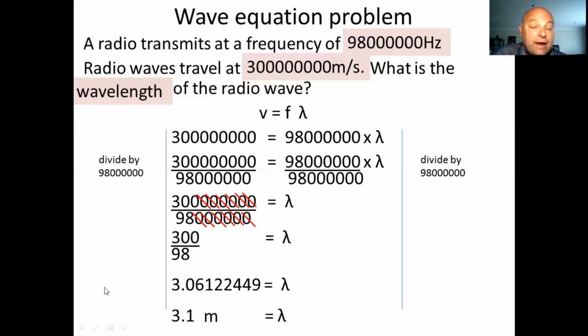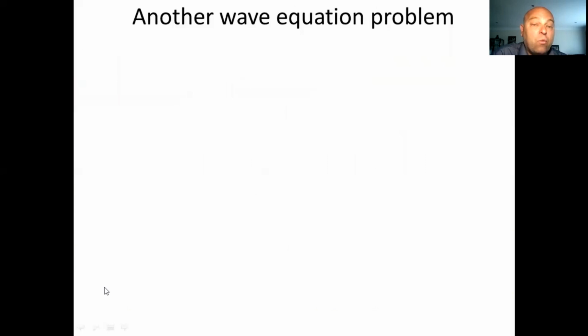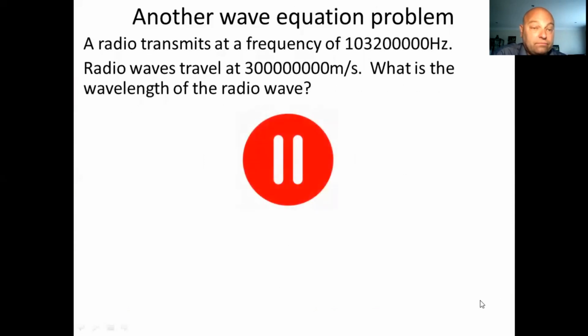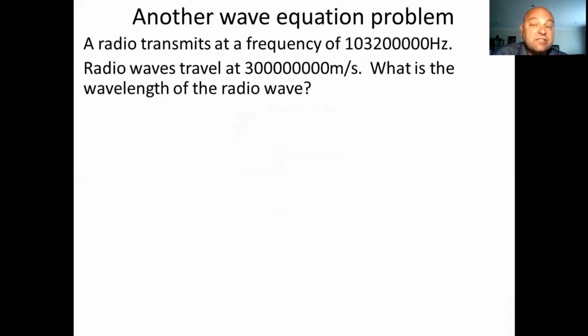One for you to have a go at now is another wave equation problem. Very similar method, just slightly different numbers in there. So pause the video, have a go at this. So let's see what you should have done. Well, you should have started off with the wave equation. Then you should have highlighted all the things that you know in the problem.